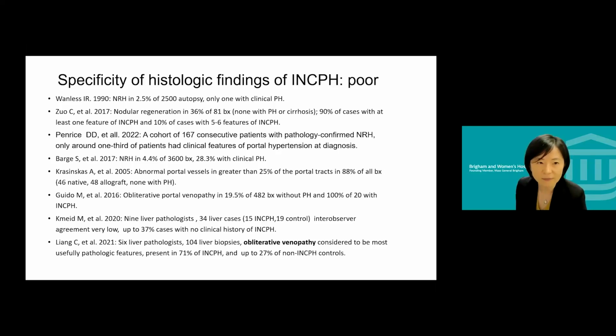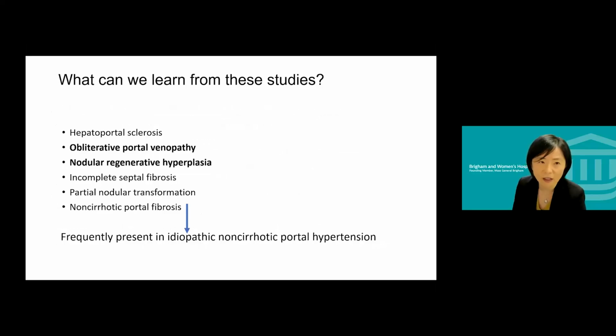So what about the specificity? If you see these, can you diagnose idiopathic non-cirrhotic portal hypertension with confidence? The answer is no. These lesions have been seen in many other conditions. They have been reported in normal liver in people without portal hypertension. They have been reported in steatohepatitis, chronic hepatitis C, and transplant liver. And so it's really rather non-specific.